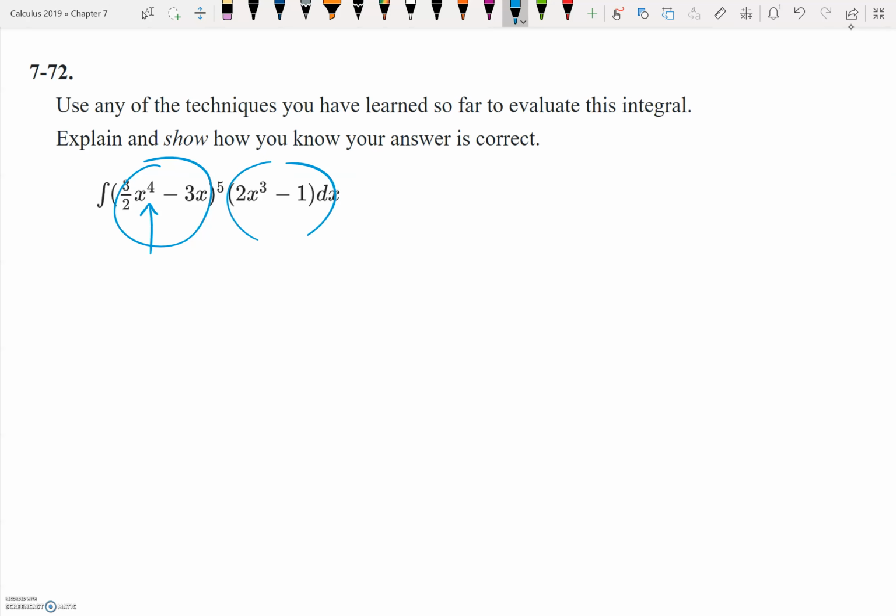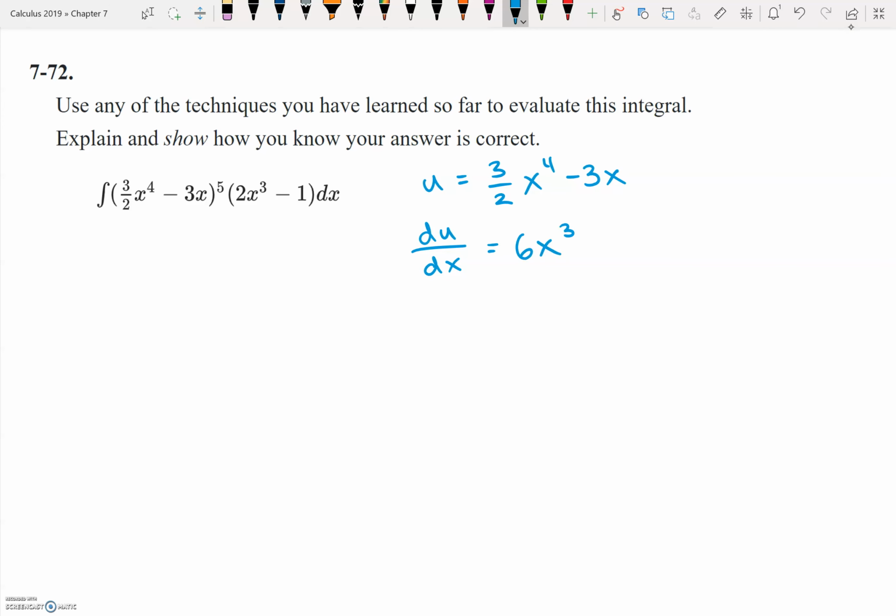Since our power is to the fourth, we're going to start off with that as our U. So I'll say U is equal to 3/2 x to the fourth minus 3x. And I'm going to take the derivative of this with respect to x. The 4 will go down, so we'll end up getting 2. This is 6x cubed minus 3. And then we're going to switch these. So we're solving for dx.